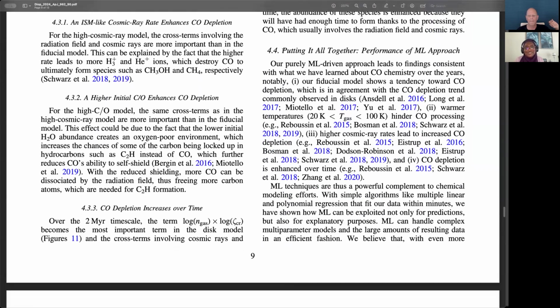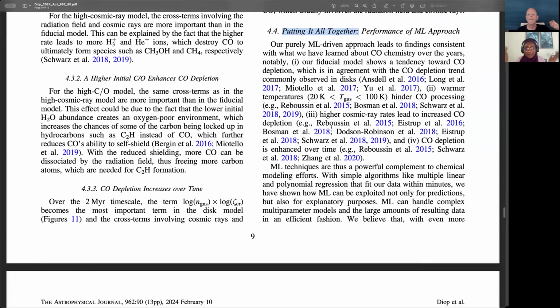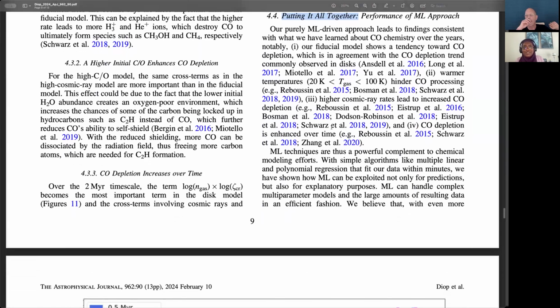Yeah, so in section 4.4, we summarize everything we've learned about this approach of using simple algorithms like multiple linear regression and polynomial regression. We find that with this approach, we see things that are consistent with what we learned about CO chemistry using our large grid of models and seeing changes. Notably, there's a tendency towards CO being depleted. We also find that with higher cosmic ray rates, we can increase CO depletion, and with warmer temperatures, CO processing is being reduced.